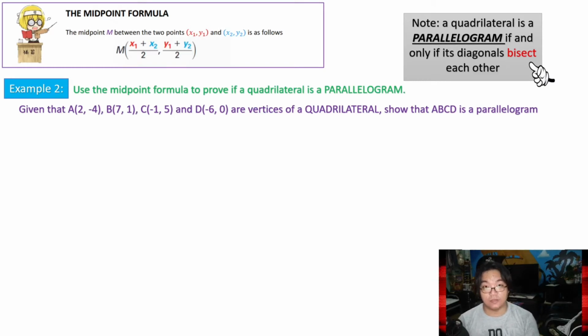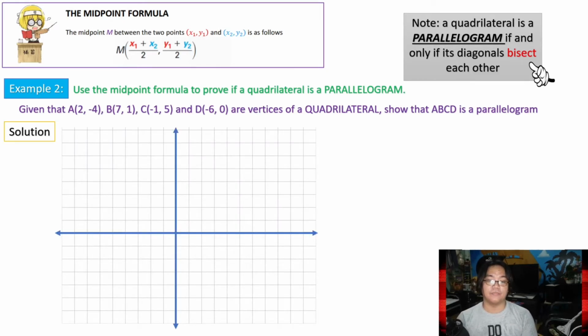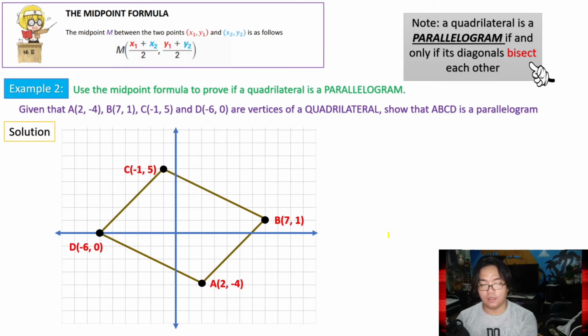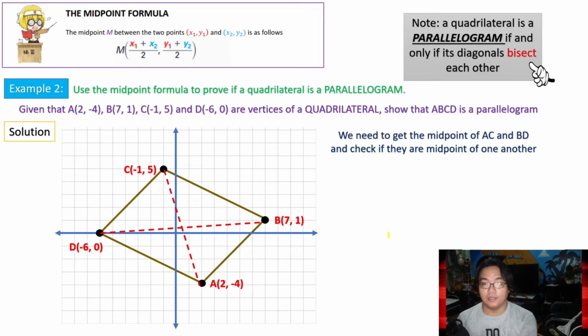So for us to understand further how to solve this problem, let's illustrate our given. In this Cartesian plane, let's plot points A, B, C, and D. Connecting all these points, we form our quadrilateral. Since we are to check whether this quadrilateral is a parallelogram or not, we connect the diagonal AC and the diagonal BD. Then we have to check whether the midpoints of these two diagonals are the same, because if their midpoints are the same, it means they bisect one another.